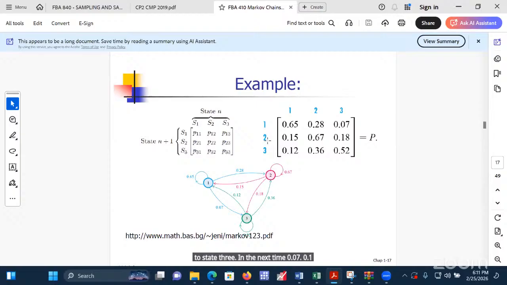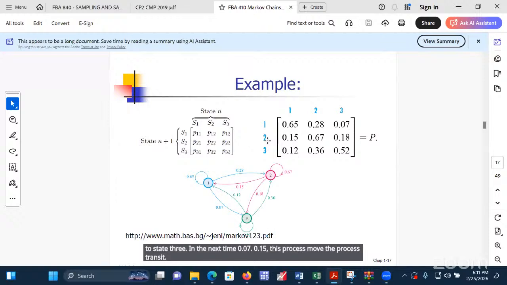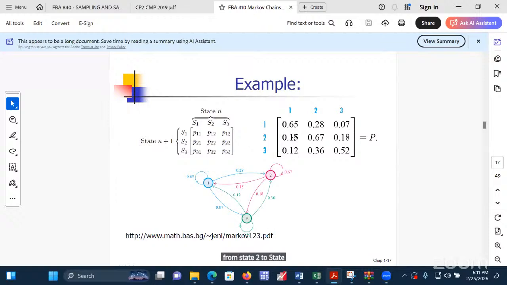0.15, this process transits from state 2 to state 1 in the next period. 0.67, transit from 2 and back to 2. 0.18, transit from 2 to 3. 0.12, transit from 3 to 1. 0.32, transit from 3 to 2. 0.33, started at 3, transit back to 3.